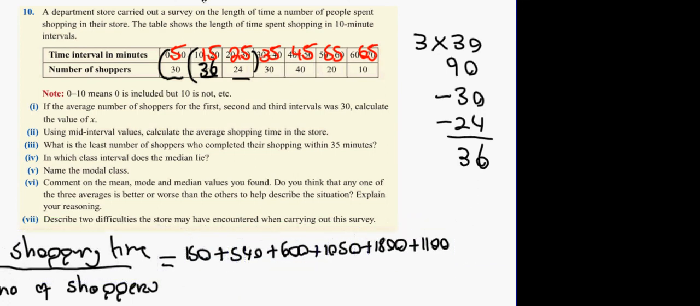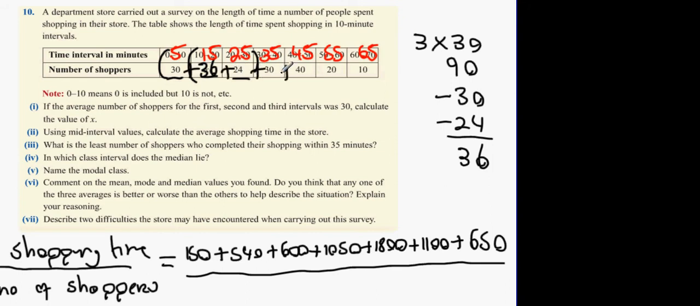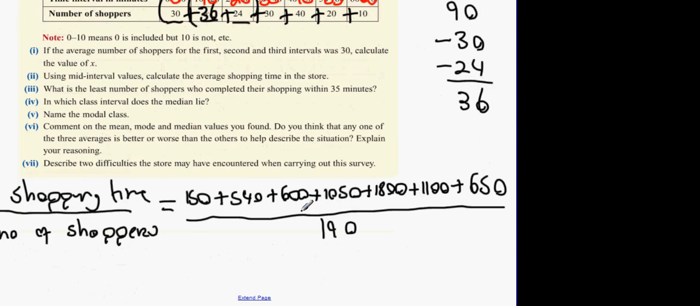Okay, now what happens is we add all these together, and what's the total number of shoppers? Add all the bottom ones together. We get 30 plus 36 plus 24 plus 30 plus 40 plus 20 plus 10. What do we get for that? 190.